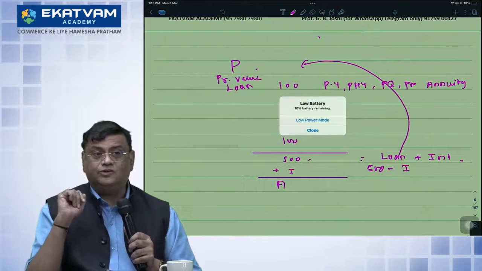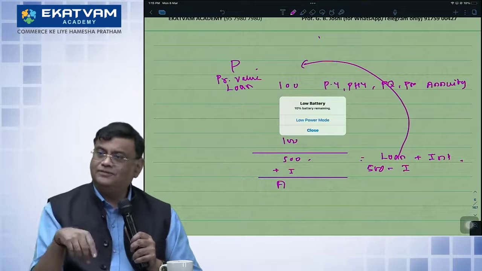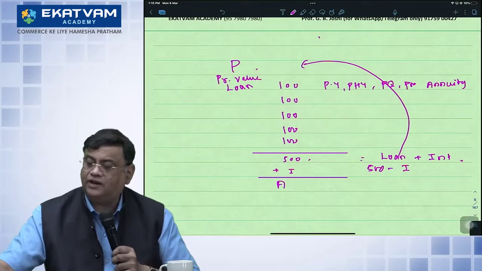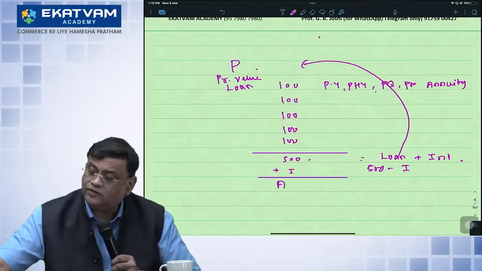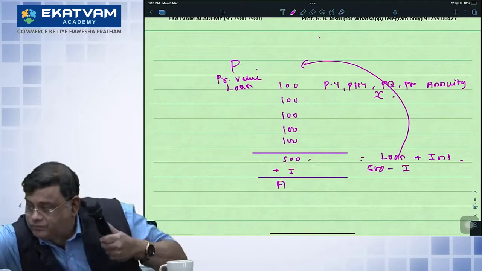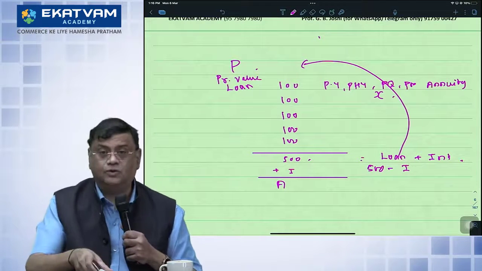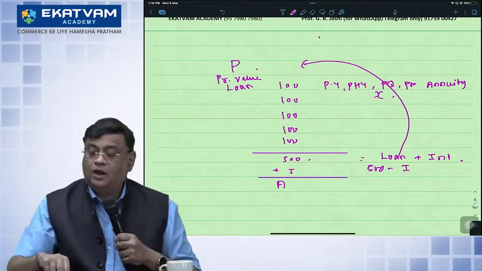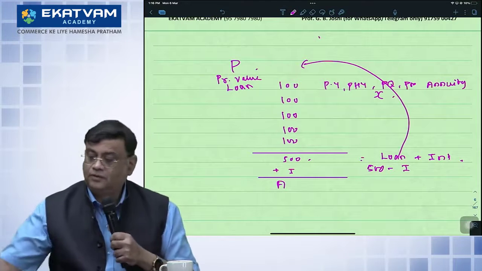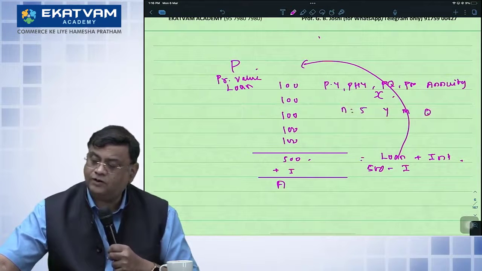In the case of a deposit we will not call it an installment; we will say deposit per month, deposit per year, deposit per quarter. Anyway, that is known as annuity, denoted by X. So X is annuity. How many times are you paying? 100, 100, 100. There we say N is equal to 5. Now that 5 can be years, months, quarters, or half years, anyway.